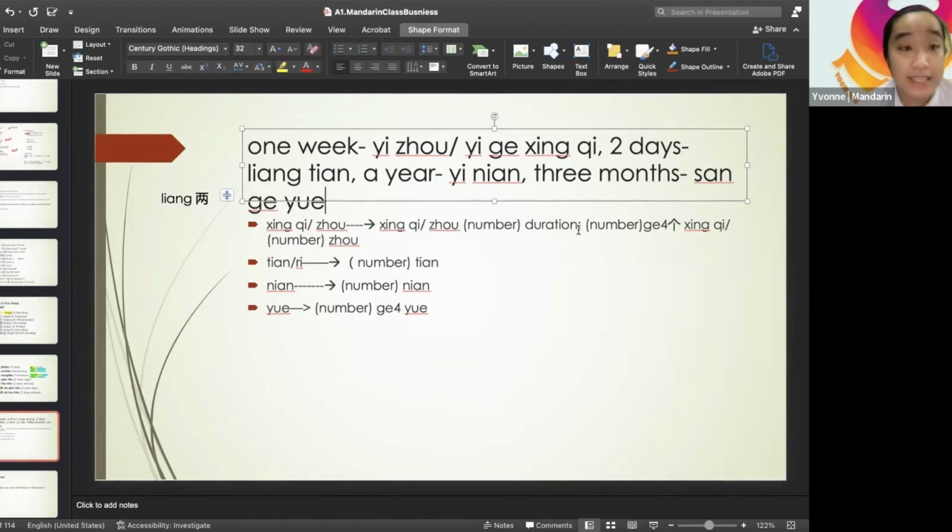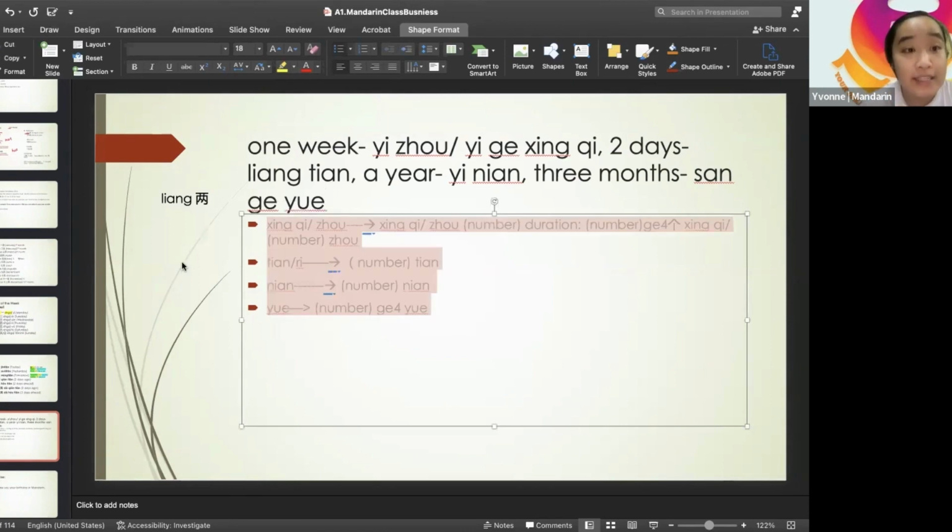So this is basically it for the durations. If you don't want to say 7 days, 7天, then you can say 一周, 一个星期. If you don't want to say 4 weeks, 4个星期, then you say 1 month, 一个月. So on and so forth. This is how you would say this.